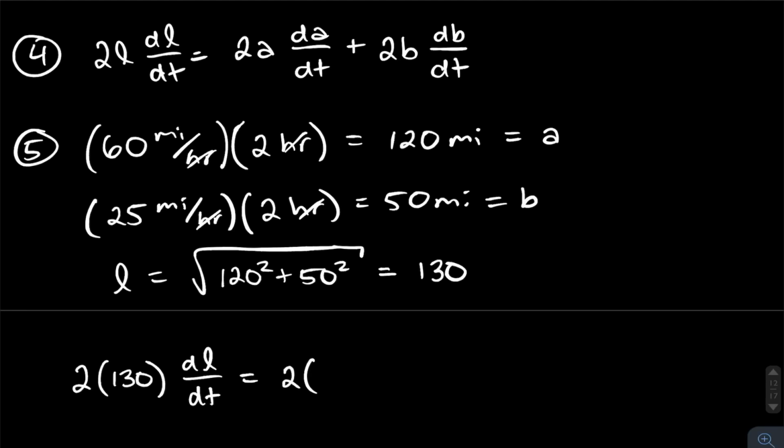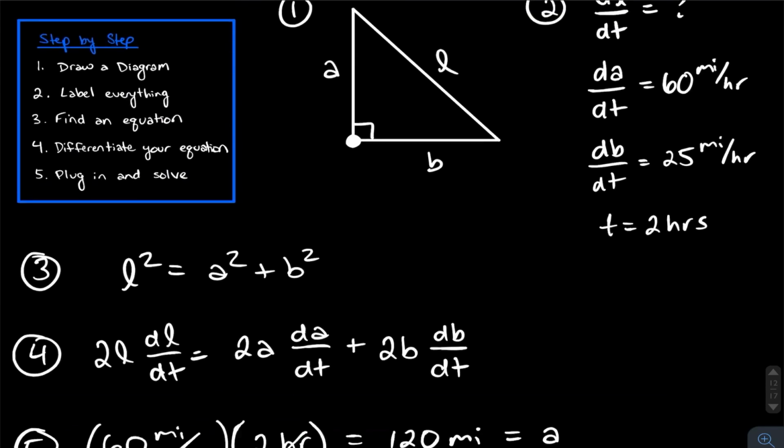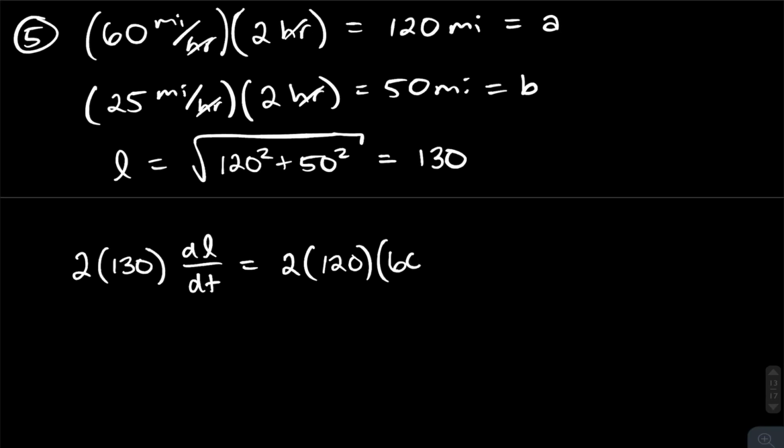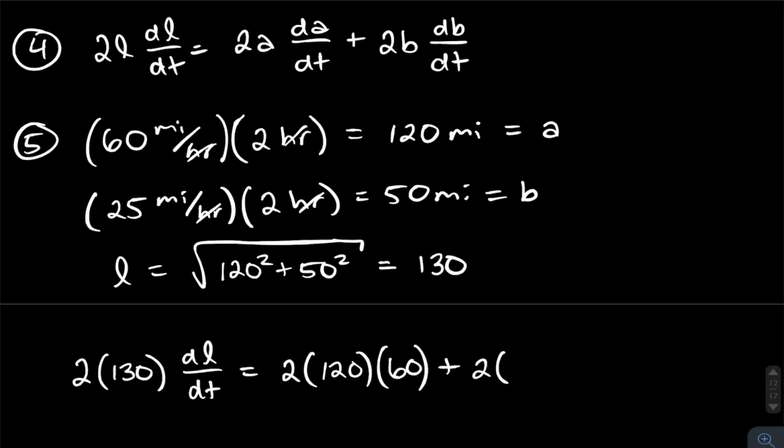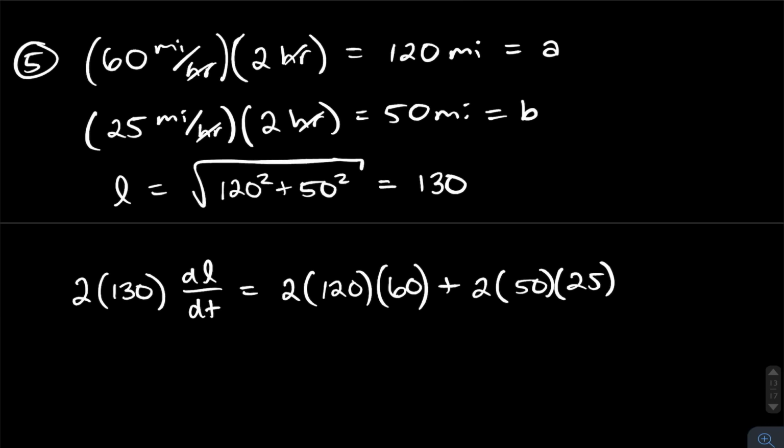equals 2 times A, which is 120, dA/dt is going to be, what was it from before? 60 miles an hour, so 60. Okay, we get plus 2 times B is 50, and then 25 is dB/dt. Okay, plug in your calculator, do your division, whatever you need to do. dL/dt ends up being 65 miles an hour.